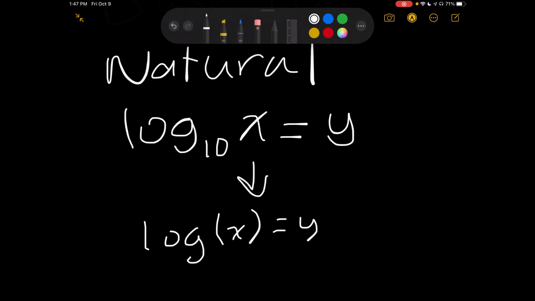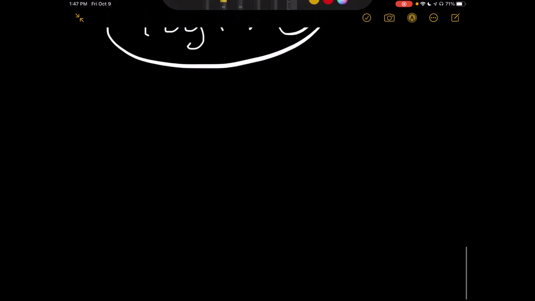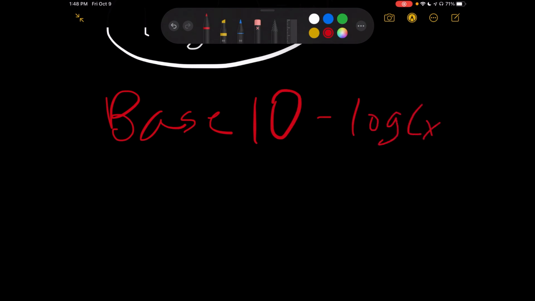x equals y. And if we were to convert this to exponential form, this would be 10 to the y equals x, because the base is 10, the result is the exponent, so y is the exponent, and the thing being taken is the result of the exponential. So we usually omit the 10. So this is usually how you'll see base 10 logarithms. So always remember, base 10 is log x.